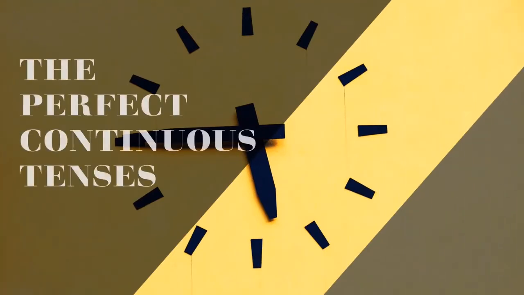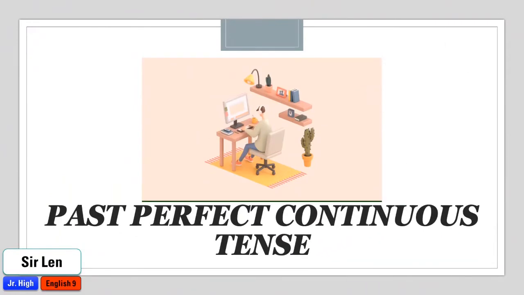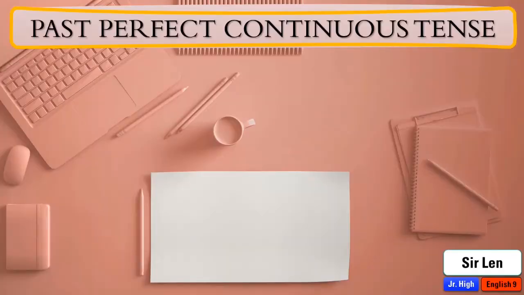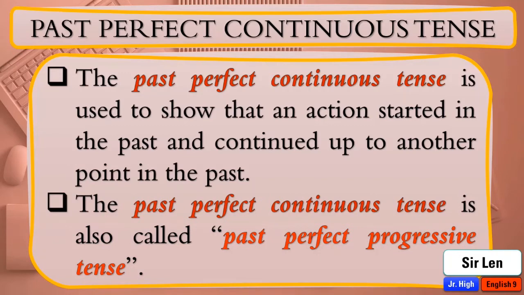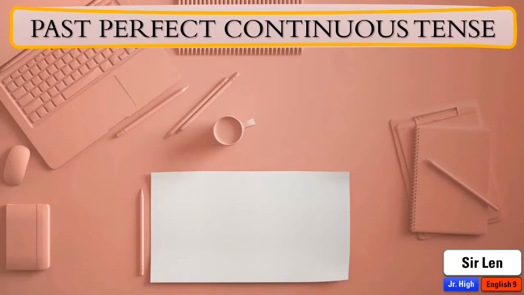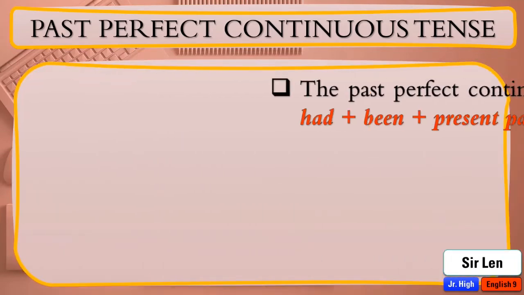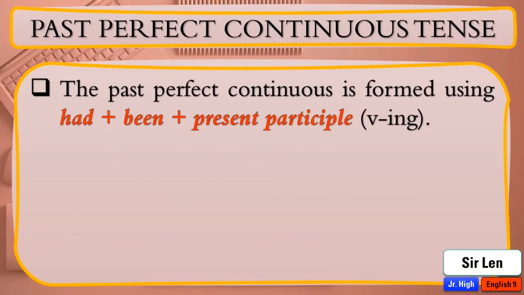The perfect continuous tenses. The past perfect continuous tense. The past perfect continuous tense is used to show that an action started in the past and continued up to another point in the past. The past perfect continuous tense is also called the past perfect progressive tense. The past perfect continuous is formed using had plus been plus present participle.